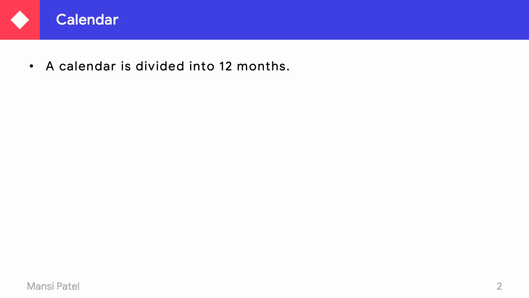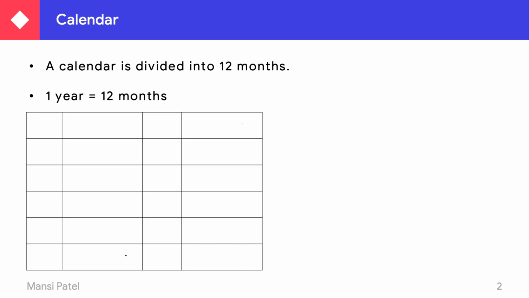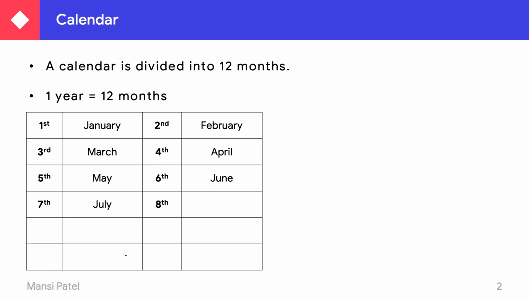Calendar. As we know already, a calendar is divided into 12 months. These 12 months mix with each other and make 1 year. So we can say that 1 year is equal to 12 months. Our first month is January, second February, third March, fourth April, fifth May, sixth June, seventh July, 8th August, 9th September, 10th October, 11th November and 12th is December. So our year starts with January and ends with December.